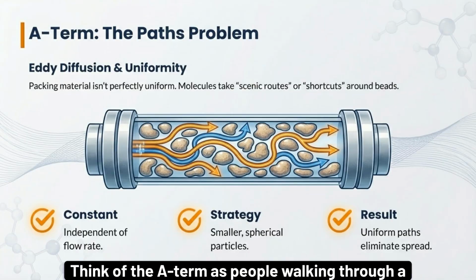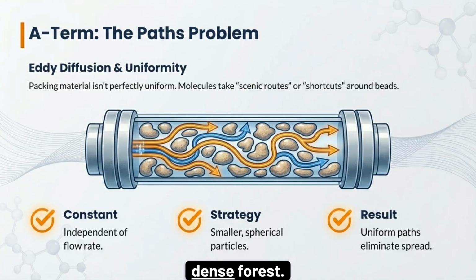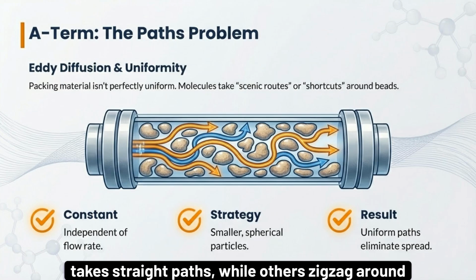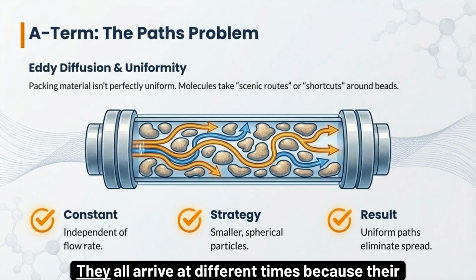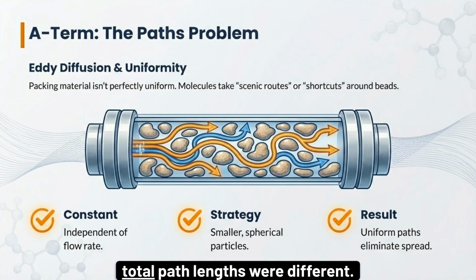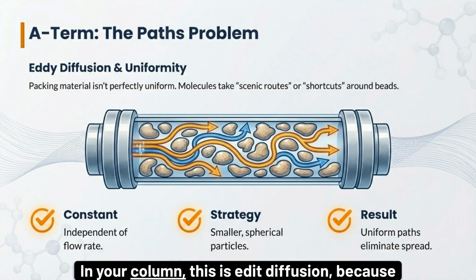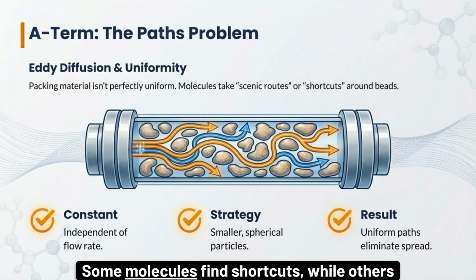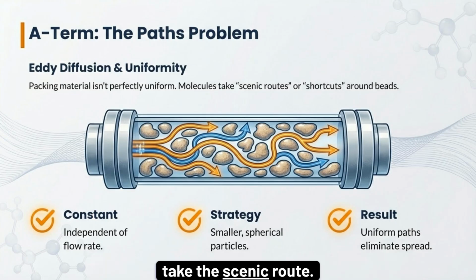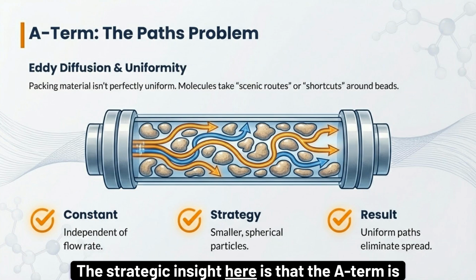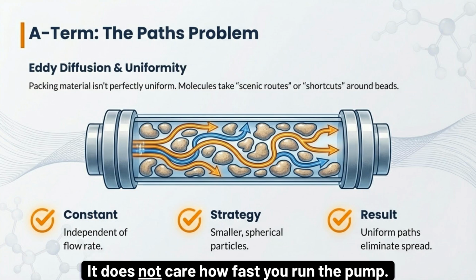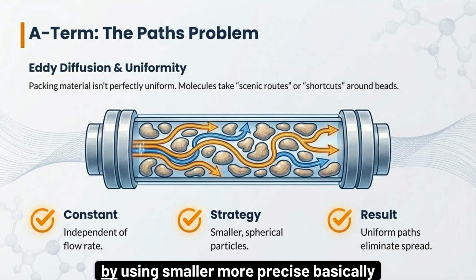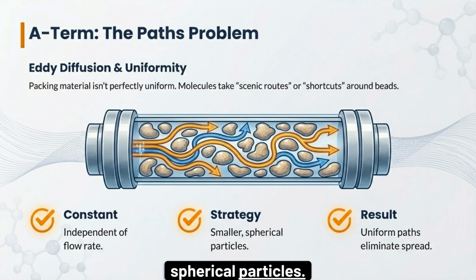Think of the A term as people walking through a dense forest. Even if everyone walks at the same pace, some take straight paths, while others zigzag around trees. They all arrive at different times, because their total path lengths were different. In your column, this is eddy diffusion. Because packing material isn't perfectly uniform, some molecules find shortcuts, while others take the scenic route. The strategic insight here is that the A term is constant. It does not care how fast you run the pump. To win, we must make the paths more uniform by using smaller, more precisely spherical particles.